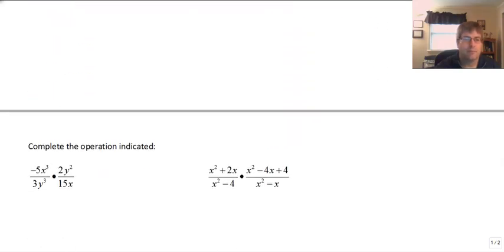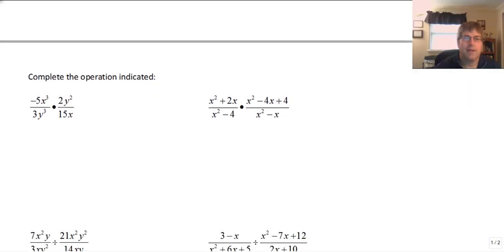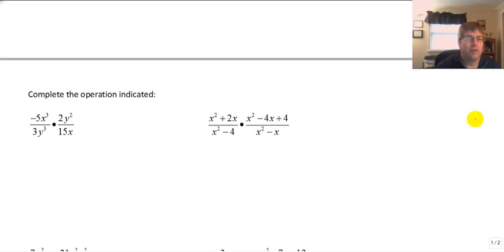So here are some samples. Complete the operation indicated. So let's begin over here. Negative 5x cubed over 3y cubed times 2y squared over 15x. The temptation here is to multiply negative 5 times 2 and make that negative 10, and 3 times 15 and make that 45. But you're better off working with smaller numbers rather than larger numbers.